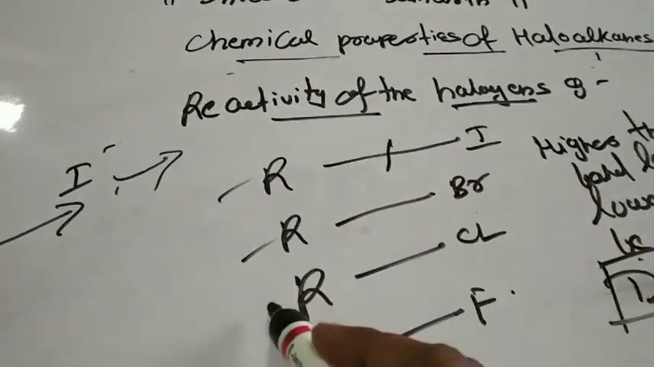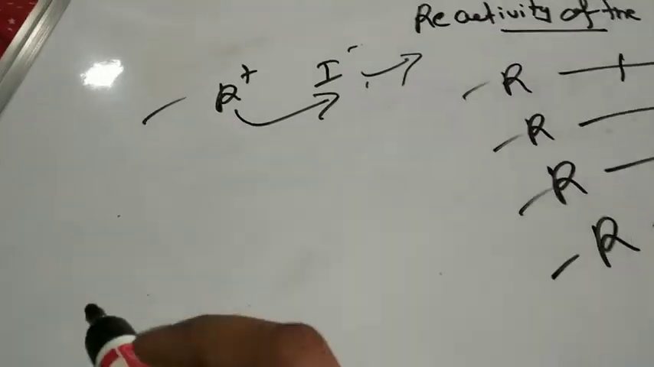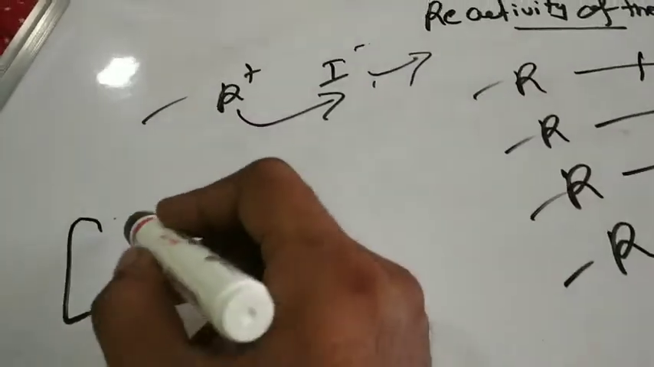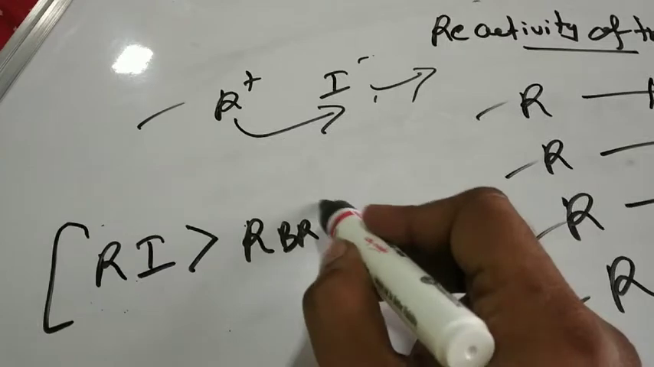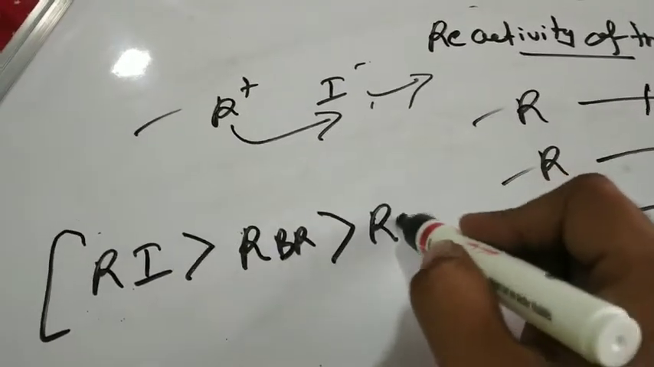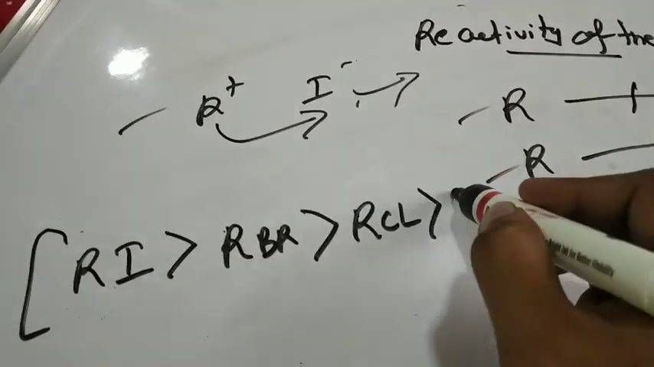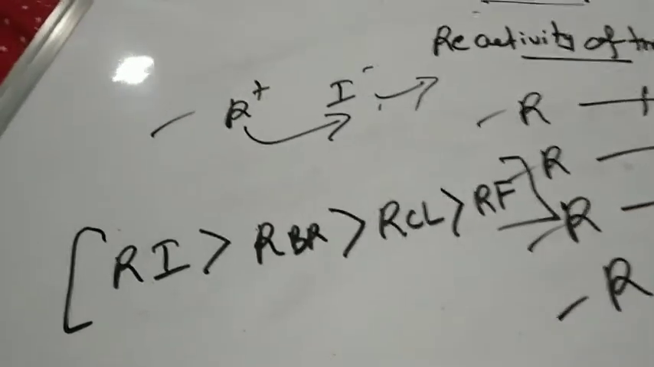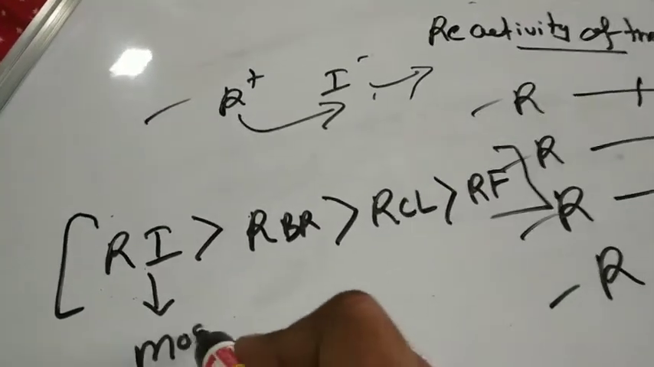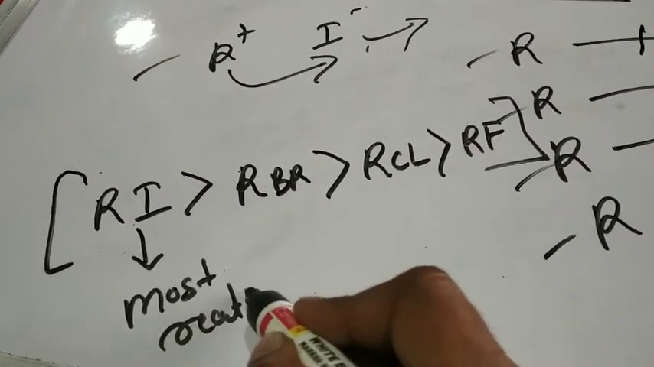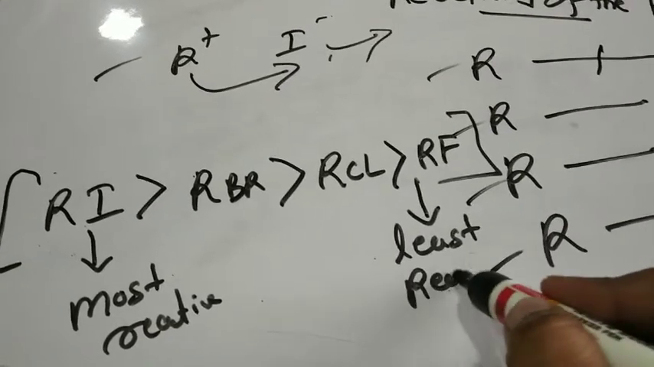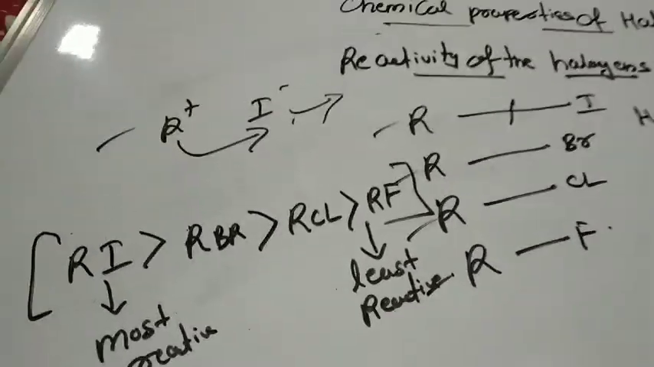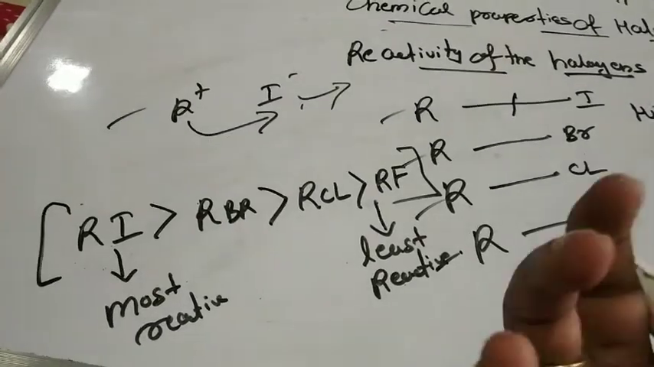Then R-Br, then R-Cl, and then R-F. So you all can note down the reactivity order: R-I is the most reactive, then R-Br, and R-Br is more reactive than R-Cl, and R-Cl is more reactive than R-F. So in this case we can say R-I is the most reactive and R-F is the least reactive, right?